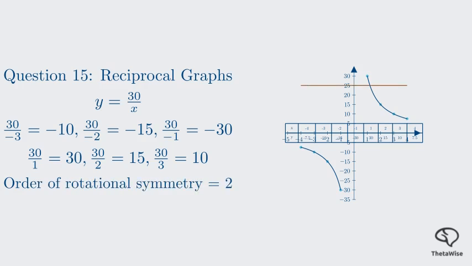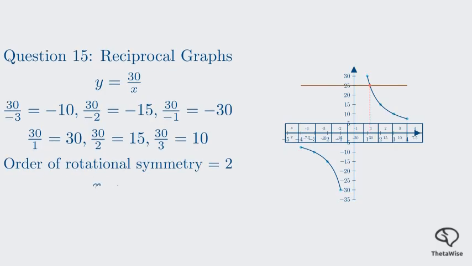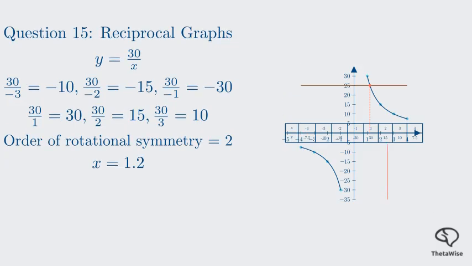Finally, in part D, we draw the horizontal line y equals 25. To solve 30 over x equals 25, we find where the line and the curve intersect. Looking at the x-axis, the intersection is at 1.2. Common mistake: drawing a vertical line for y equals 25. Remember, y equals a constant is always a horizontal line.